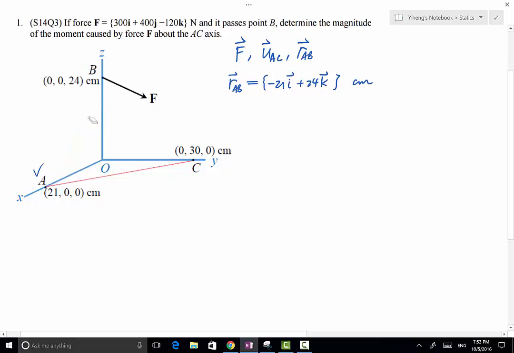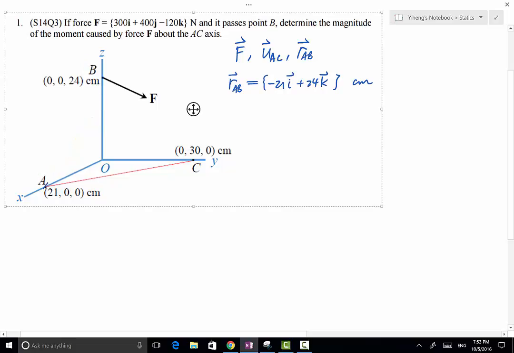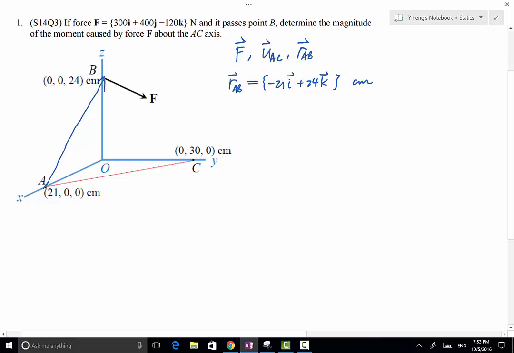For unit vector AC, we start with position vector AC, and unit vector AC equals position vector AC divided by its magnitude. Therefore, position vector AC is coordinates of point C minus the coordinates of point A, so that's negative 21i plus 30j divided by square root of negative 21 squared plus 30 squared. And that equals negative 0.5735i plus 0.8192j.